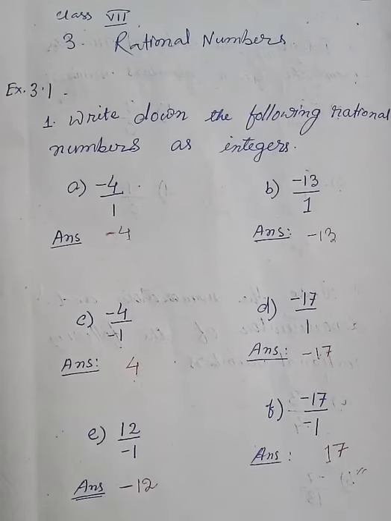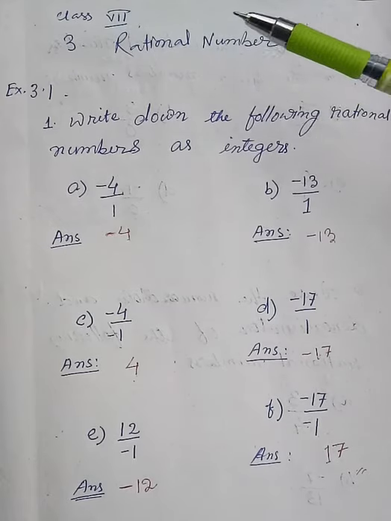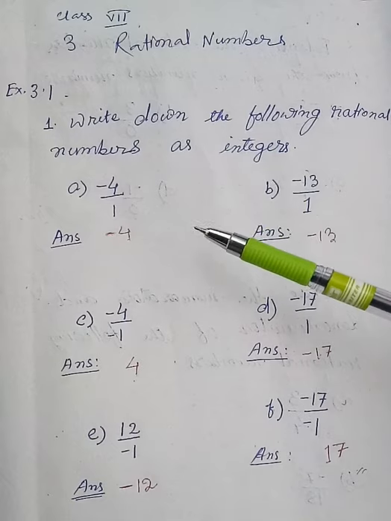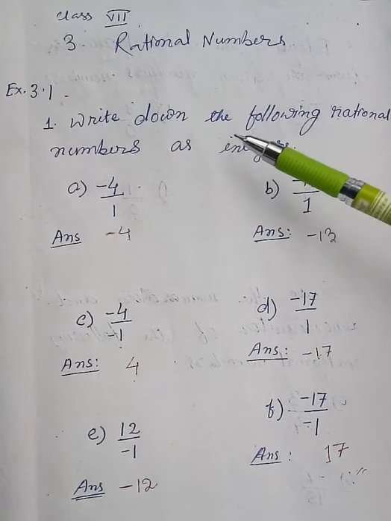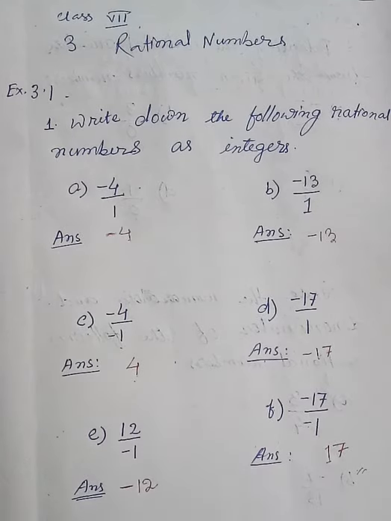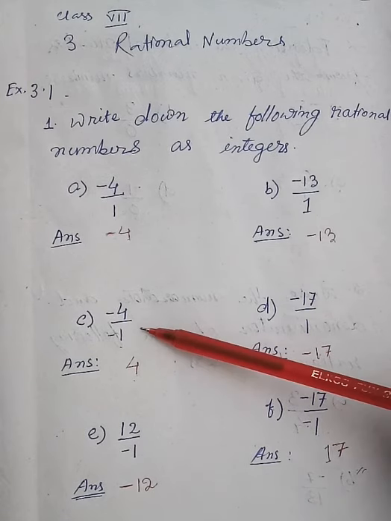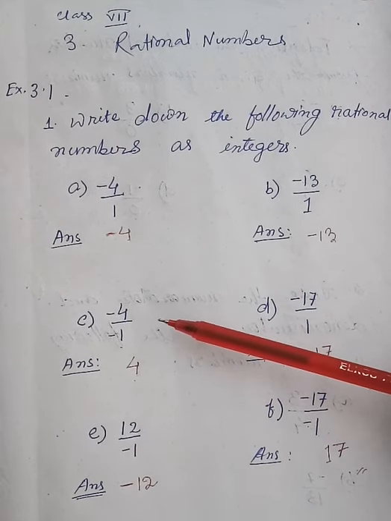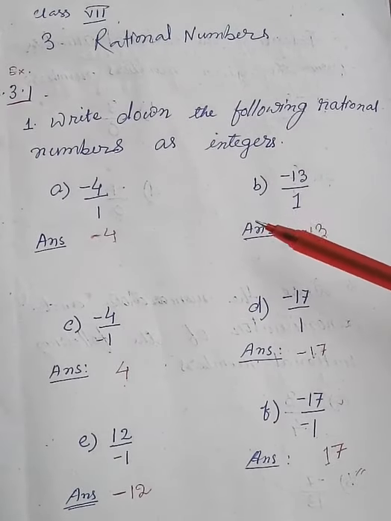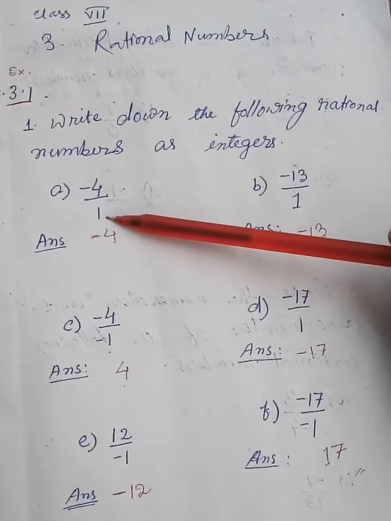It is from class 7 mathematics, chapter 3 rational numbers, from exercise 3.1, question number 1. Write down the following rational numbers as integers. So some rational numbers are given here. These are rational numbers. You have to write them down as integers. So this is a rational number, minus 4 by 1.